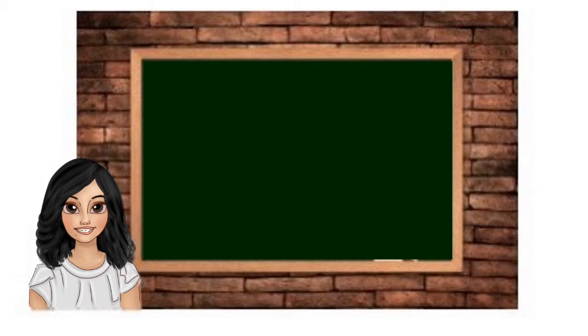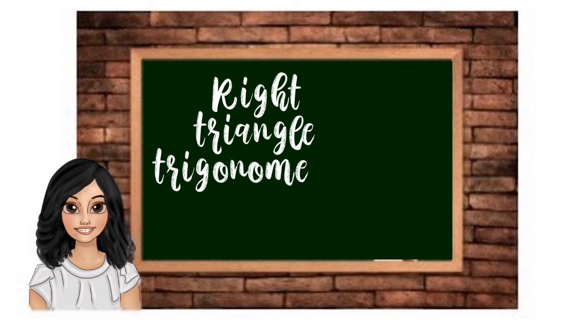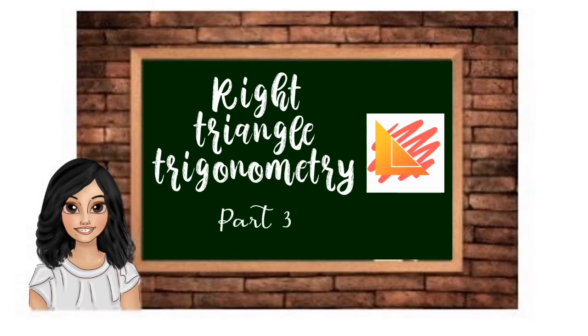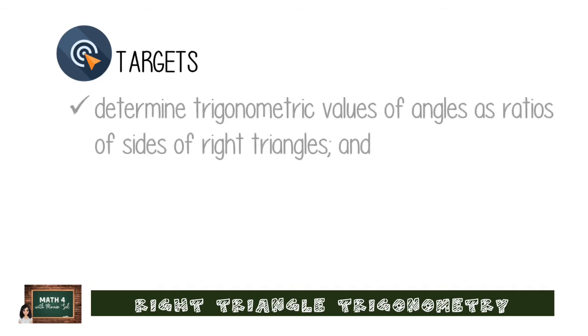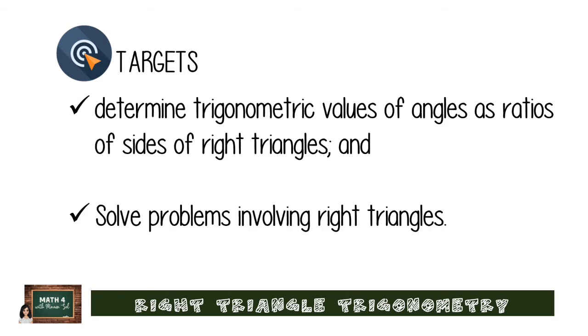This is the last video under your lesson Right Triangle Trigonometry. We will have the same targets as the first and second videos, but this time, we are going to determine the trigonometric function values of special angles. By special angles, we mean 30 degrees, 45 degrees, 60 degrees, and their respective multiples.